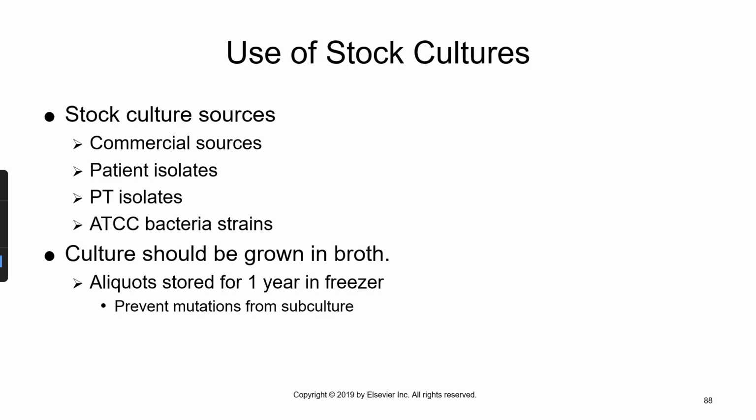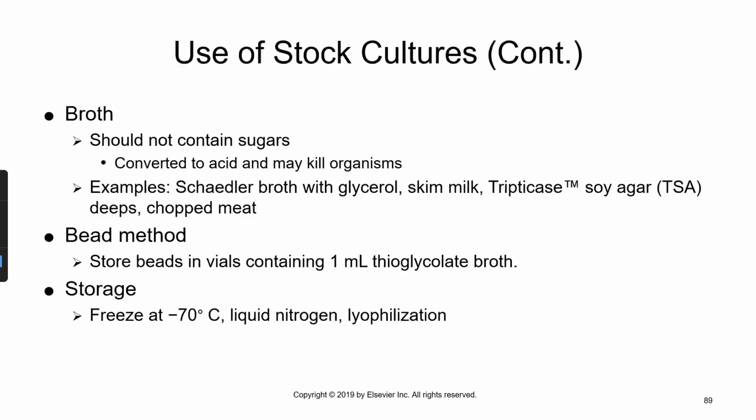Stock cultures. Stock culture sources include commercial sources, patient isolates, proficiency testing isolates, and ATCC bacterial strains. The culture should be grown in broth first, and then the aliquots are stored for 1 year in the freezer. That's to prevent mutations from subculture. Broth should not contain sugars. For the bead method, store beads in vials containing 1 ml of thioglycolate broth and store at -70.